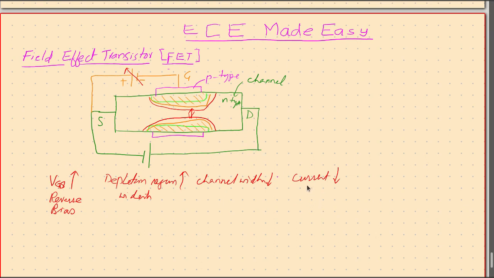This current is from drain to source because the electrons are moving from source to drain. So the conventional current direction is from positive to negative. So the current reduces. So with increase in voltage between gate and source that is connected in the reverse direction, the current reduces. So this VGS influences IDS.